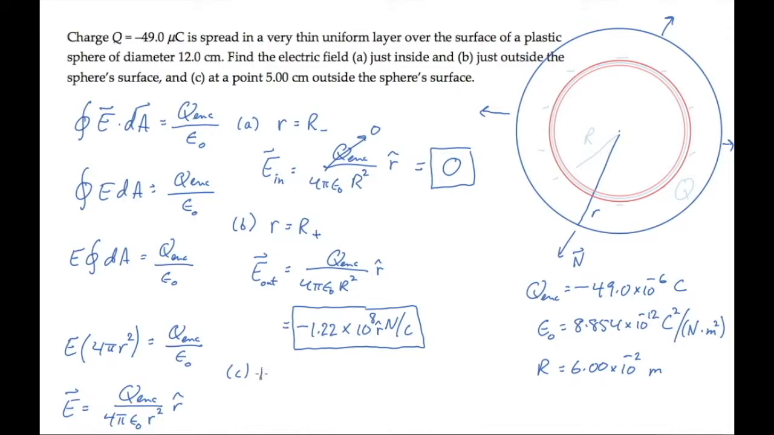Part C asks us about a point 5 centimeters outside of the sphere's surface. So little r, the radius of our Gaussian sphere, is capital R, the radius of the plastic sphere, plus 5 centimeters. The charge enclosed is still all of the charge, capital Q. When we substitute those values and calculate, we find this value for the electric field 5 centimeters outside the plastic sphere surface.